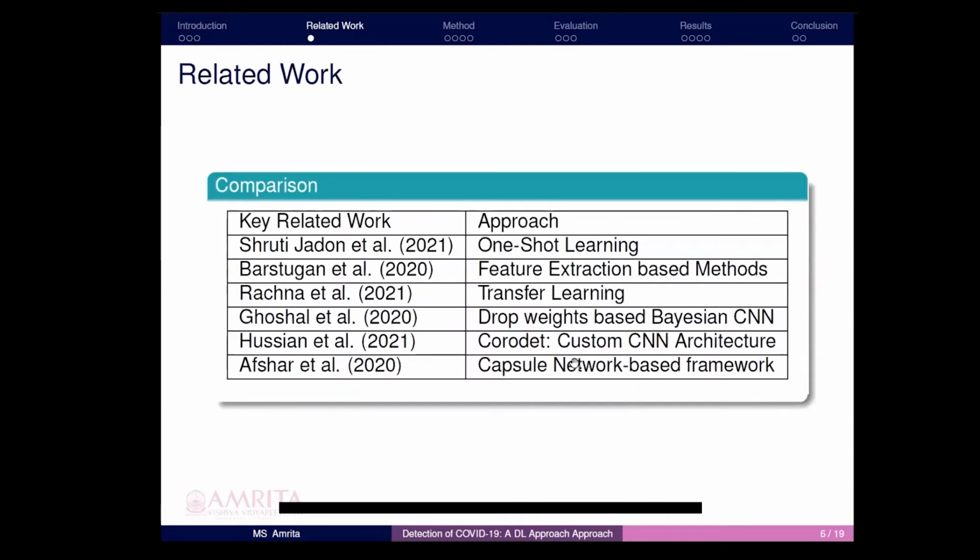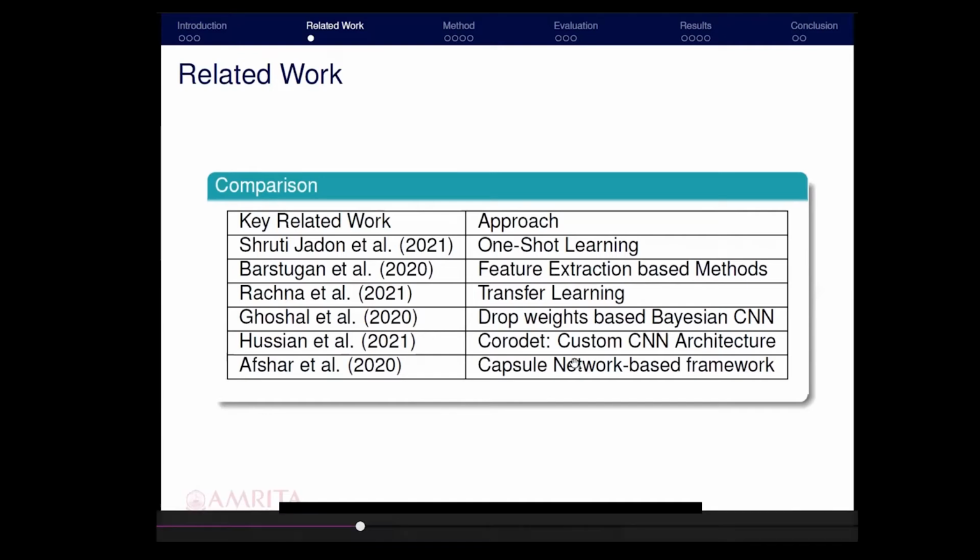Related works. These are some of the key related works in this area. In the first paper, they have compared different methods to classify COVID X-ray dataset and showed that for a limited dataset, one-shot learning approach produced better results compared to other techniques. Different conventional machine learning methods were compared in the second paper. In this paper, they have used various feature extraction algorithms and used these extracted features to classify the chest X-ray. They have used feature extraction methods such as gray-level co-occurrence matrix, local directional patterns, etc.